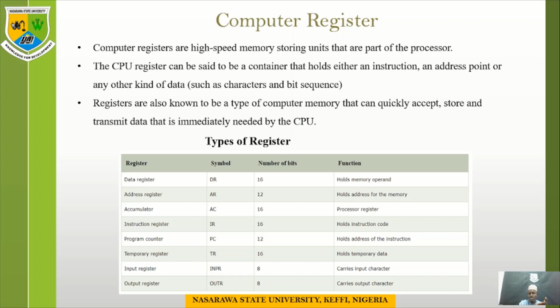So 8 bits make what? 1 byte. So 16 bits is 2 bytes. So the storage capacity of the data register is 2 bytes, and its function is that it holds memory operands. The address register, the symbol AR, has 12 bits, and it holds the address of the memory.